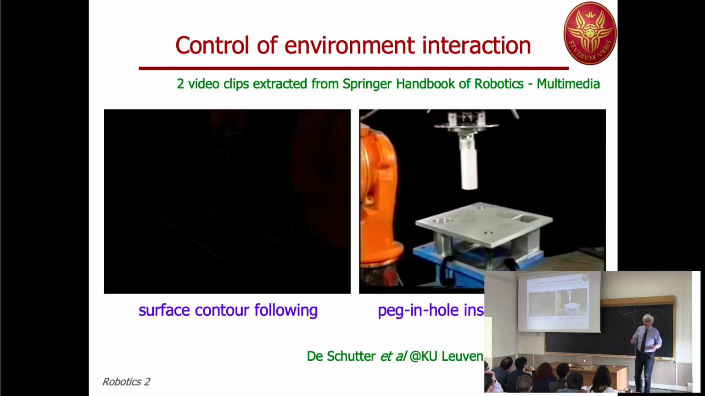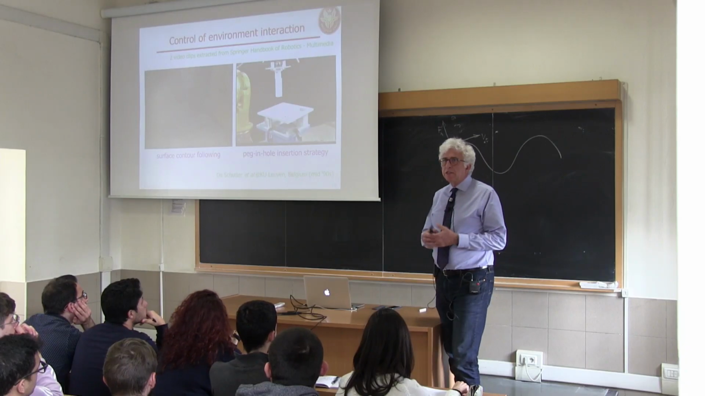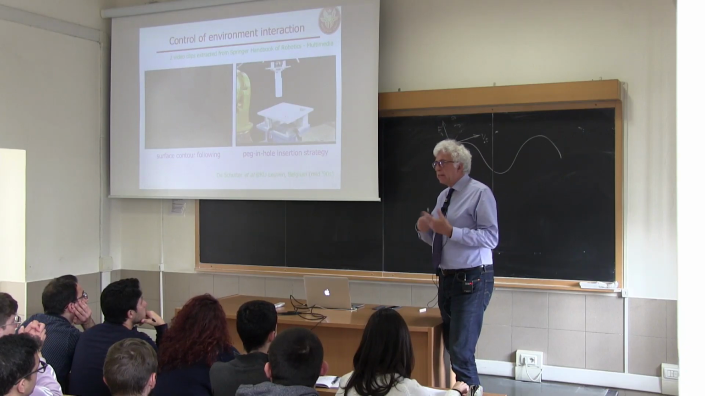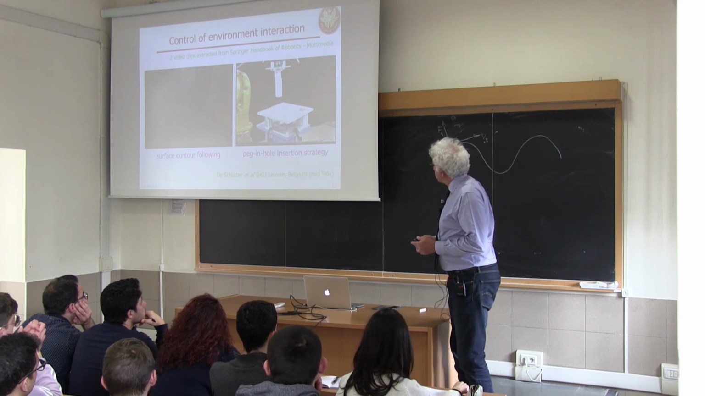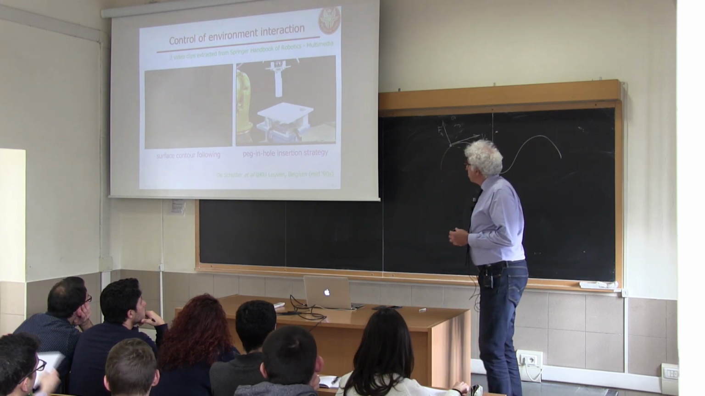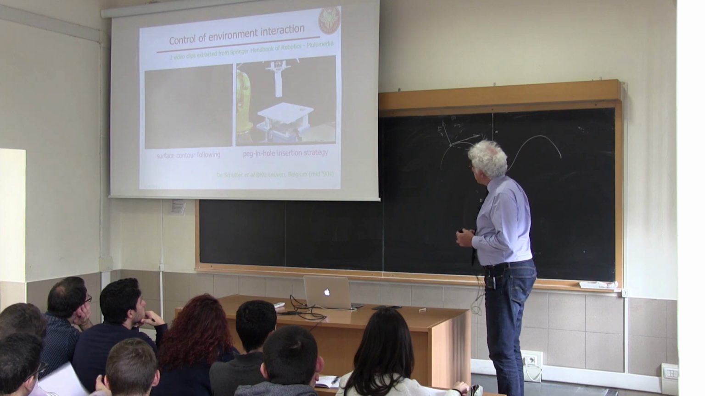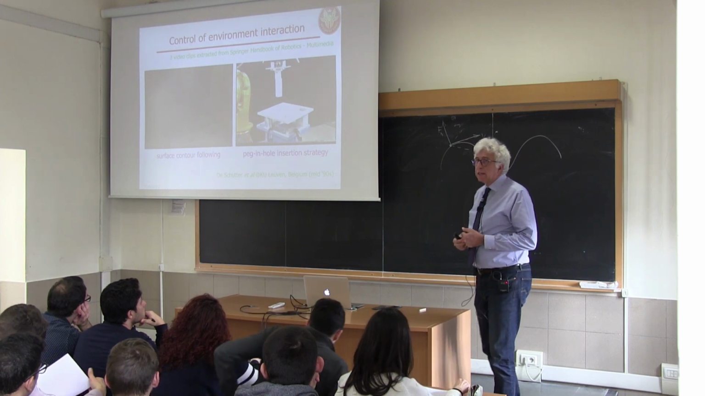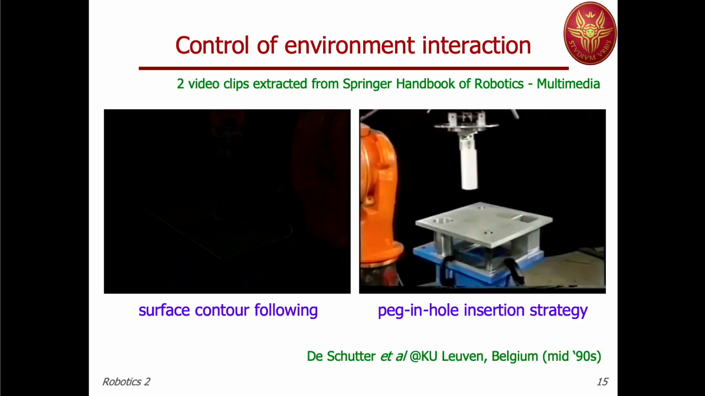Okay? So this is a classical control problem of the interaction. So you have to move in certain feasible directions and at the same time exert some forces. Now the second piece, let's say video clip, is a classical assembly task. It's the peg in a hole problem.